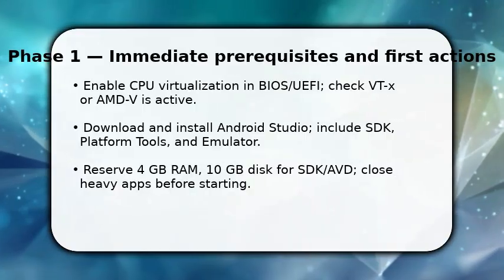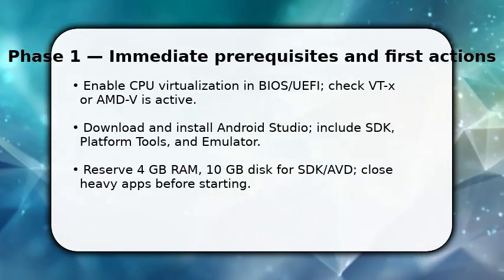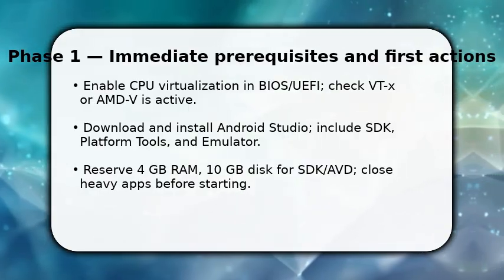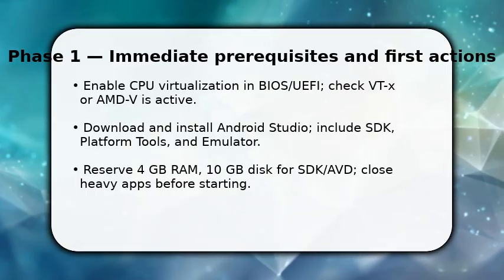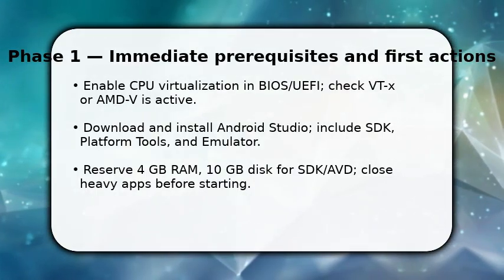You begin by enabling CPU virtualization in BIOS because the emulator needs hardware acceleration for speed. Next, install Android Studio and include the SDK, platform tools, and emulator during setup. This supplies the official Google Play images.